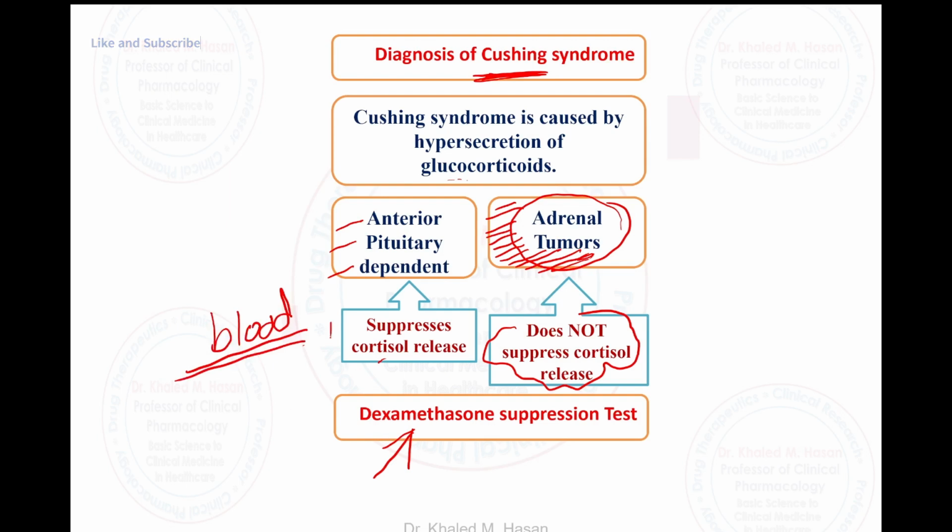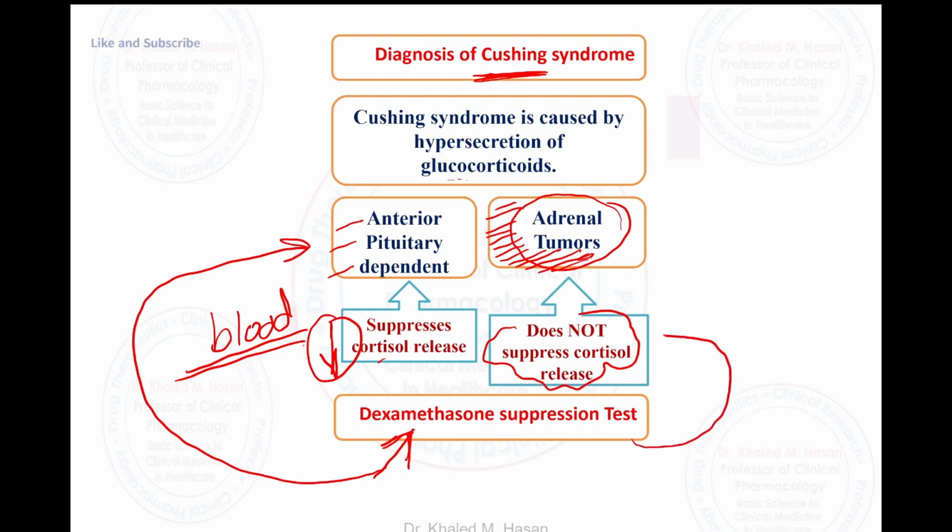If the cortisone level decreased in the blood, this may give us an indication that the patient suffers from a lesion in the anterior pituitary gland. If the cortisone level remains high, not suppressed by the dexamethasone, this may give us an assumption that this lesion could be an adrenal tumor. We need further investigation. So here we have a kind of differential diagnosis to identify: is this a lesion related to the anterior pituitary gland or the adrenal gland? Is this a tumor or hypersecretion? We go from there.